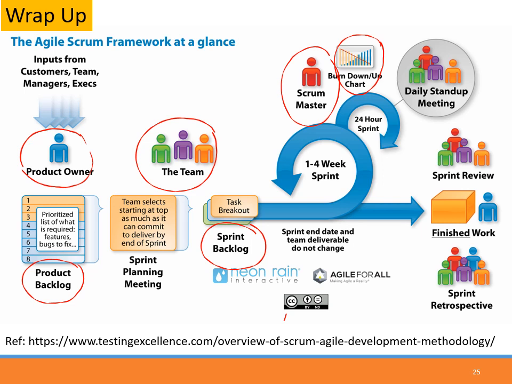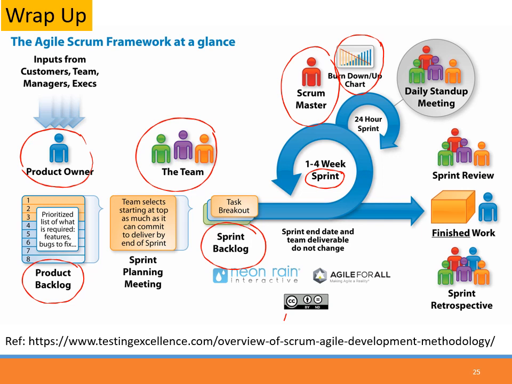In terms of ceremonies or activities that we do during Scrum work, remember we have what we call the sprint. A sprint is a time-boxed iteration of the project work, and it could last from 1 week to 4 weeks.